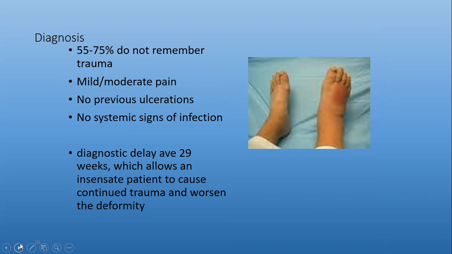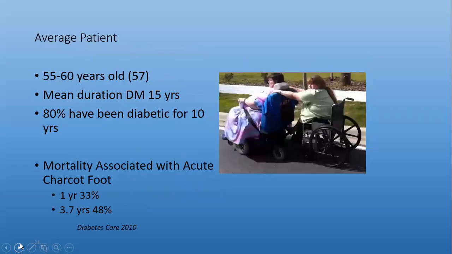So we look at these patients and what they kind of discuss of what happens. A lot of times there's a diagnostic delay, about 29 weeks on average in the literature, and by that time, like I said, there's a lot of damage that has been done. Our average patient is around 57 years old, usually with long-standing diabetes. In this specific study of diabetes care in 2010, it's about 15 years of long-standing diabetes, and most of those years are uncontrolled. 80% of those diabetics have been diabetic for 10 years or more.